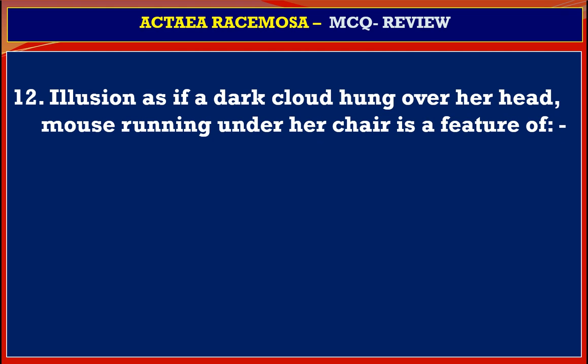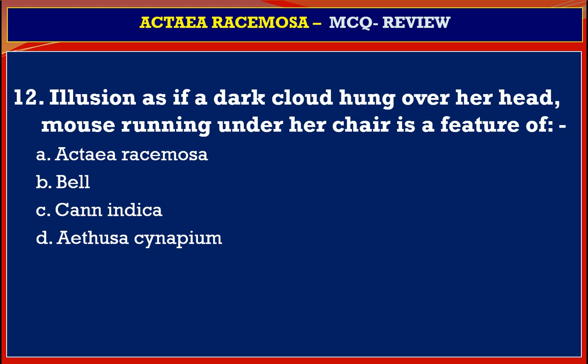12th MCQ is illusion as if a dark cloud hung over her head, mouse running under her chair is a feature of A. Actaea racemosa, B. belladonna, C. cannabis indica, and D. Aethusa cynapium. Answer is A. Actaea racemosa.